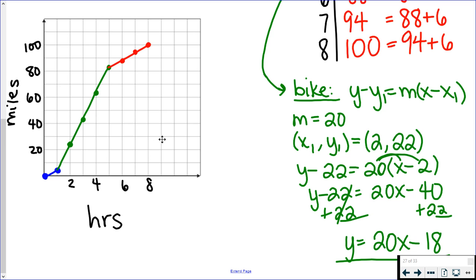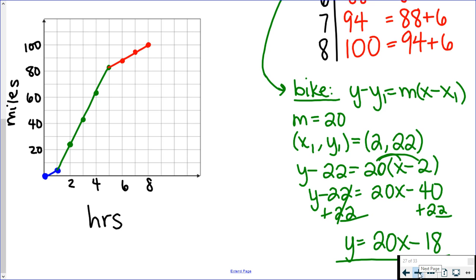So here's my work. Plug in everything where it belongs, distribute the 20, add the 22. You end up with y equals 20x minus 18. So this green part of the graph is y equals 20x minus 18. As you can see, I would have had no idea the y-intercept was negative 18. That's why we had to use point slope form.